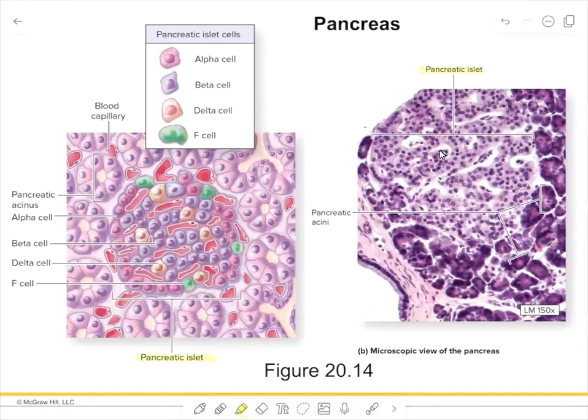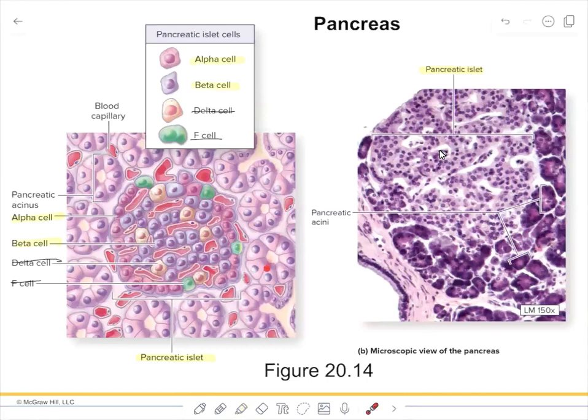What's important for you to know is that there are two distinct groups of cells called the alpha cells and the beta cells. You can ignore the delta cells and the F cells and only know the alpha cells and beta cells. So they produce the insulin as well as the glucagon.